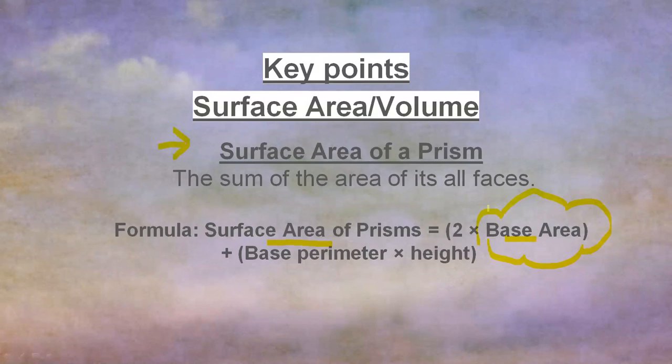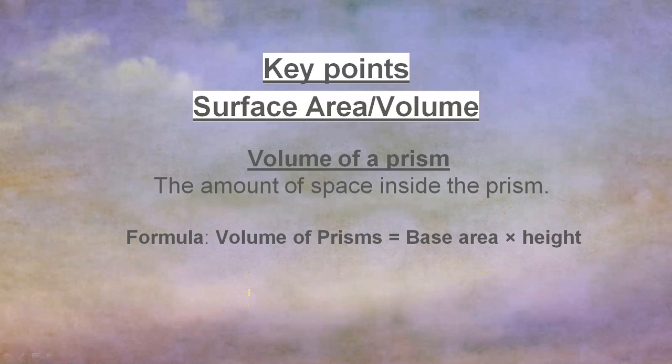So what you are doing, multiplying by 2 in the first bracket. Okay, first we will solve this, and a plus sign between them, and then you will solve it: base perimeter multiplied by height. This is the first formula when they are giving you the base area and the base perimeter. But if they are not giving it, we have to use a different formula.